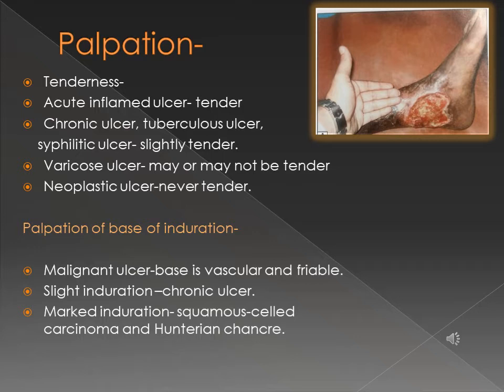Now palpation of base and induration. The base is the one on which the ulcer lies. Base may be fascia or soft tissue or bone. In malignant ulcers, the base is vascular and friable. Chronic ulcers show a slight induration. Marked induration is seen in squamous cell carcinoma or Hunterian chancre.